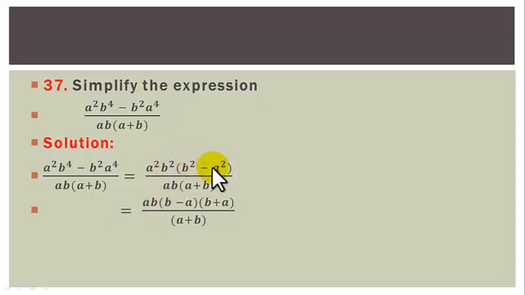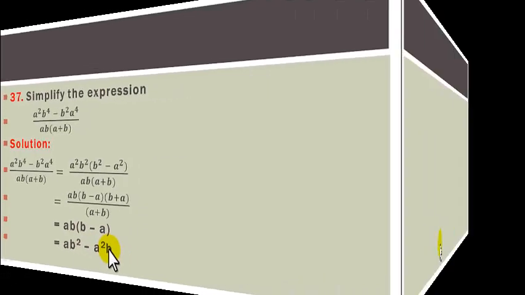But b squared minus a squared is the difference of two squares, which we can factor as b minus a times b plus a, all over a plus b. And this will give us a plus b will cancel b plus a to give us ab times b minus a. So therefore, when you open the bracket, this will mean ab times b, which is equal to ab squared, minus ab times a, which is a squared b.